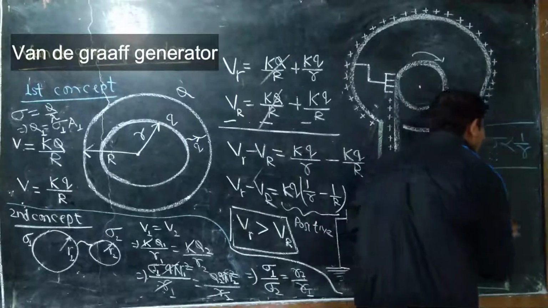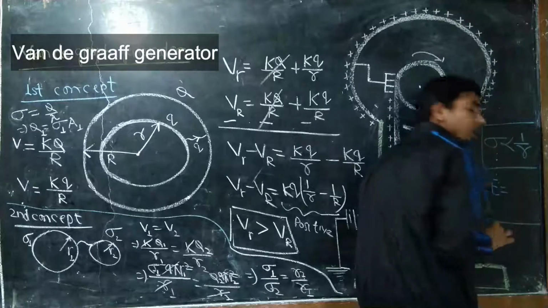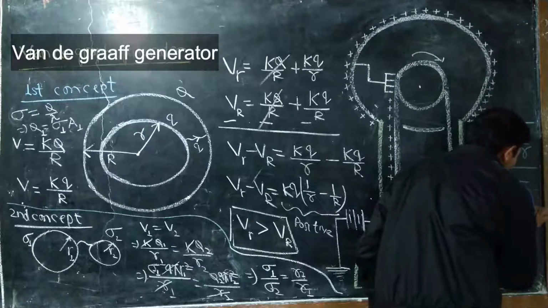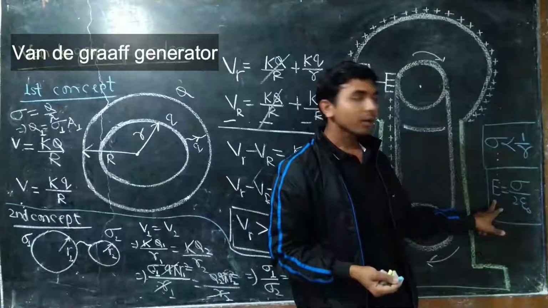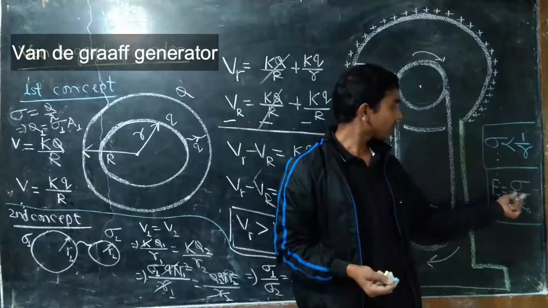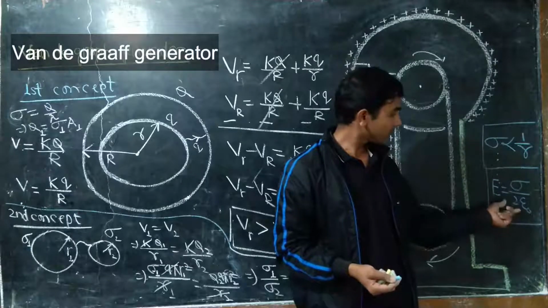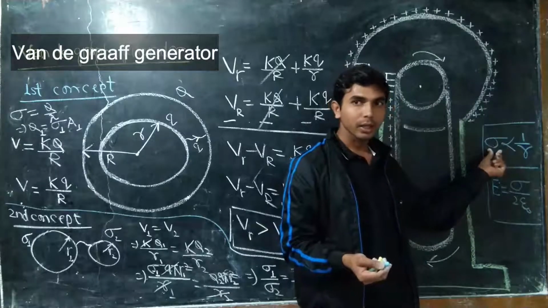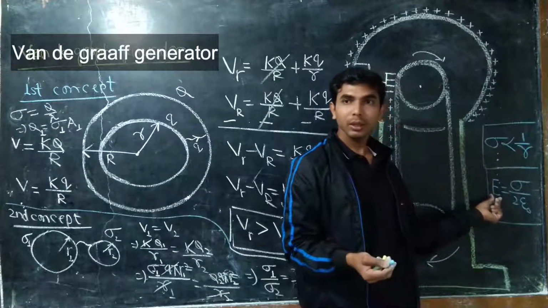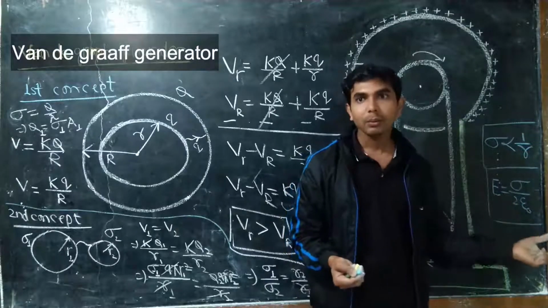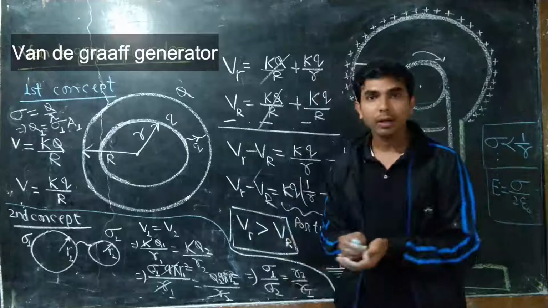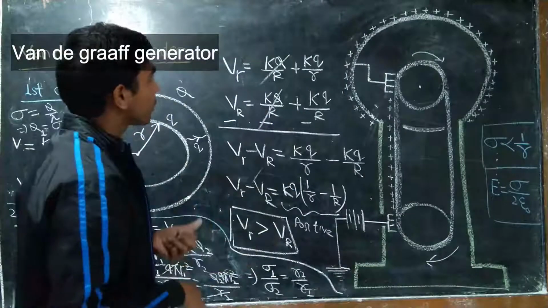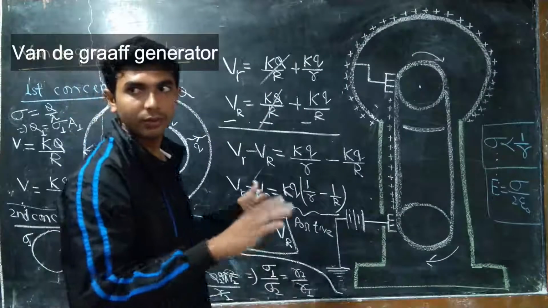And you also know this formula: the electric field due to a thin sheet. What was the formula? Sigma by 2 epsilon 0, right? So if the radius is smaller, sigma will be greater. If sigma is greater, the electric field will be greater, and if the electric field is greater, then the charge will accelerate. So the things required for this explanation I have discussed.